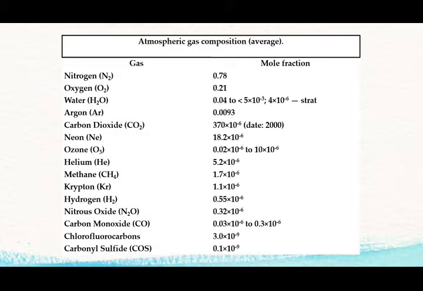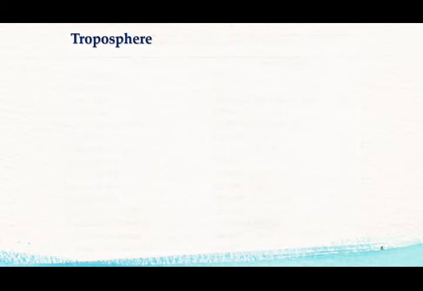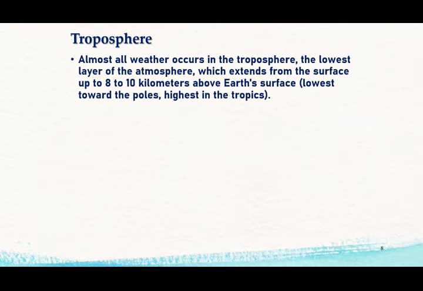And troposphere is the only region where it shows the maximum concentration of gases. Now, let's recall about this troposphere. Almost all weather occurs in the troposphere. It is the lowest layer of the atmosphere, which extends from the surface up to 8 to 10 kilometers from Earth's surface.